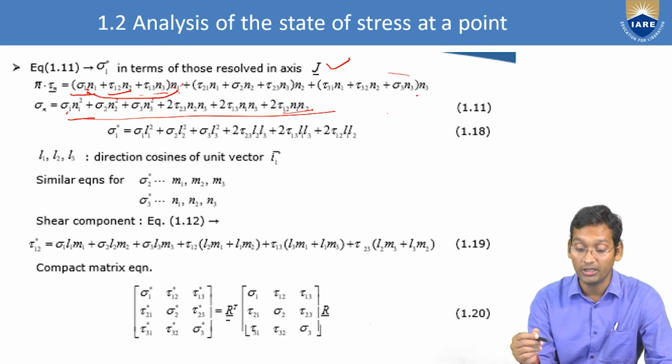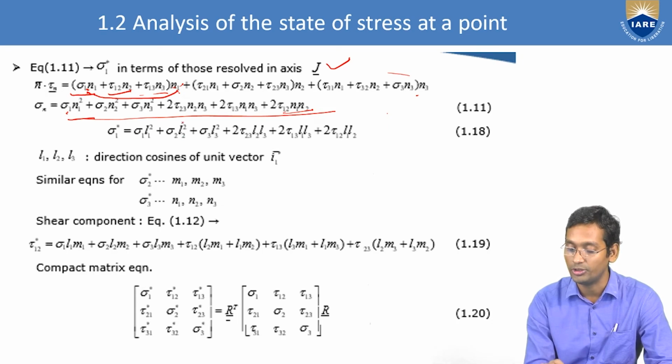Now in the rotated plane, once we have this one, this star becomes what? N1 square becomes I1 square. Already we had seen this one. Sigma 2 I2 square, sigma 3 I3 square. Now whatever the plane is there, like here N2 N3, this will be I2 I3. Then N1 N3 with 2 tau 1 3, so 2 tau 1 3. Now this one becomes I1 I3. So 2 tau 1 2, N1 N2, so 2 tau I1 and I2.